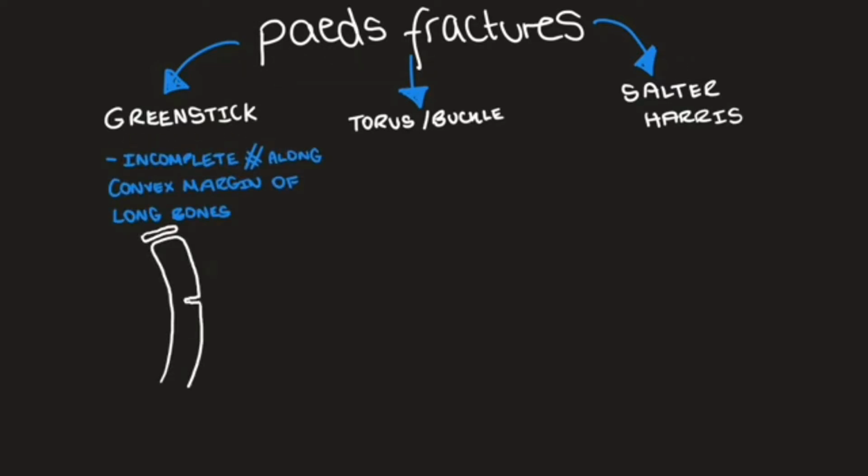Greenstick fractures are incomplete fractures along the convex margin of long bones. So for instance, in this diagram here, we can see that instead of a complete fracture, which you'd see in the adult population, because of the malleability of the bone, you get an incomplete fracture along the convex margin, as seen here.